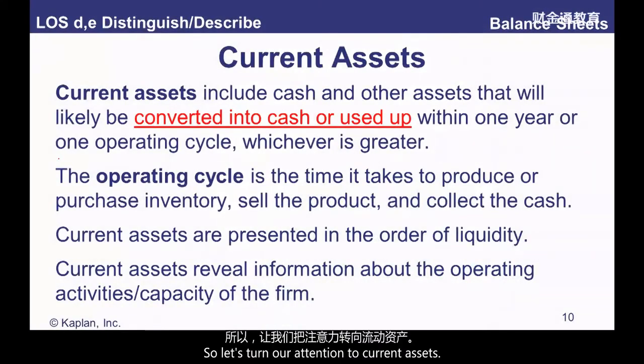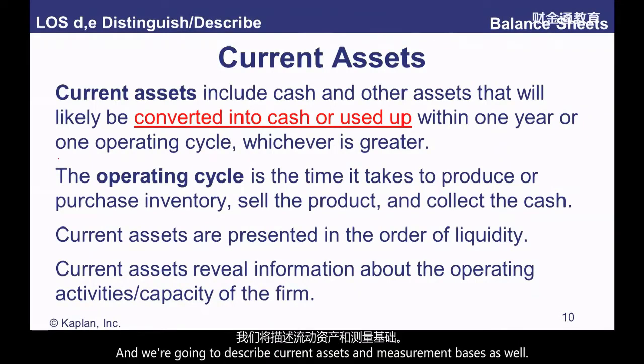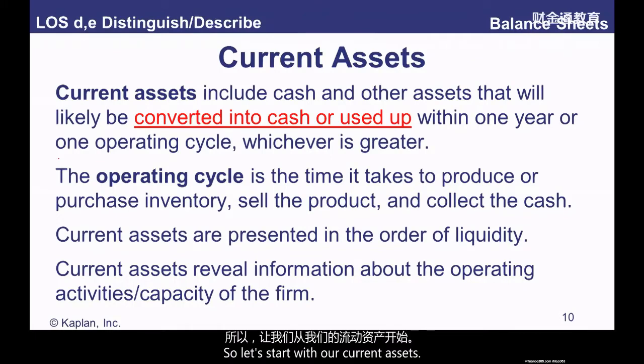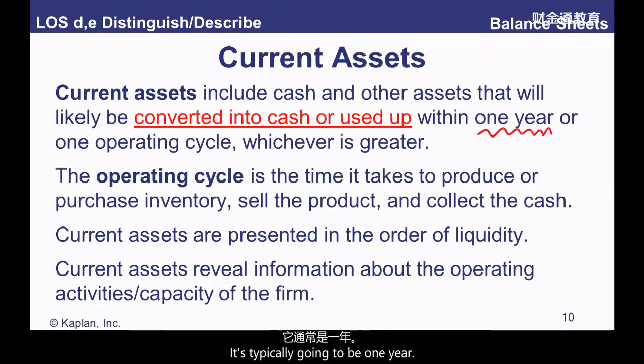So let's turn our attention to current assets. We've got two LOSs here, distinguish and describe. We've got to distinguish between current and non-current assets and liabilities, and we've got to describe types of current assets and current liabilities and measurement bases as well. So let's start with our current assets. So our current assets, cash and other assets that will be converted into cash or used up within 1 year. And that's the broad rule here. It's typically going to be 1 year or one operating cycle, whichever is greater.